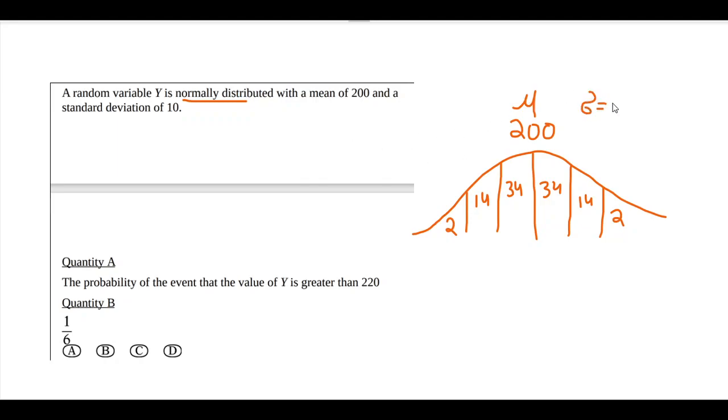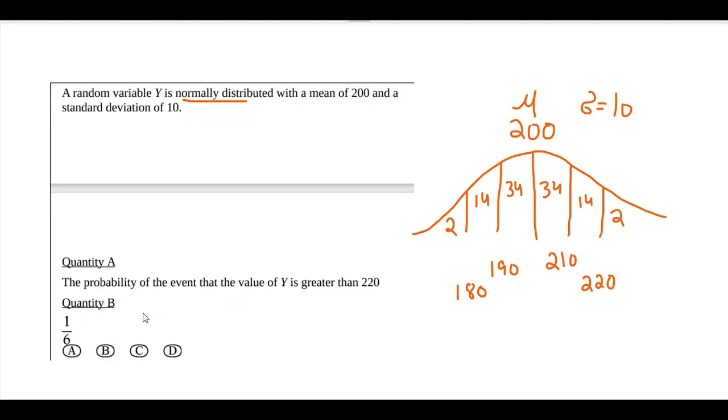So standard deviation is basically 10. So one standard deviation above the mean is going to be 210. Two standard deviations above is going to be 220. One standard deviation below the mean is going to be 190. And two standard deviations below the mean is going to be what? 180, right? So now that I have my chart ready, I think I'm in a pretty good position to get this going.